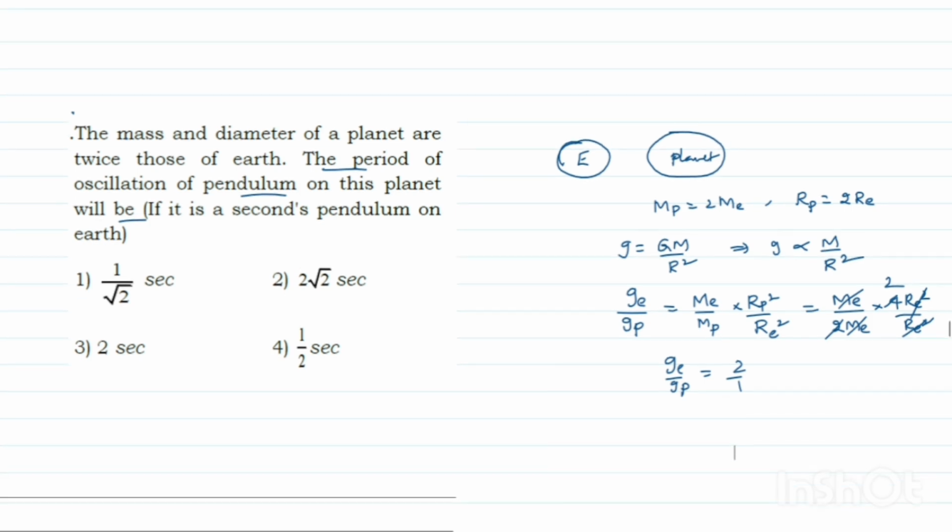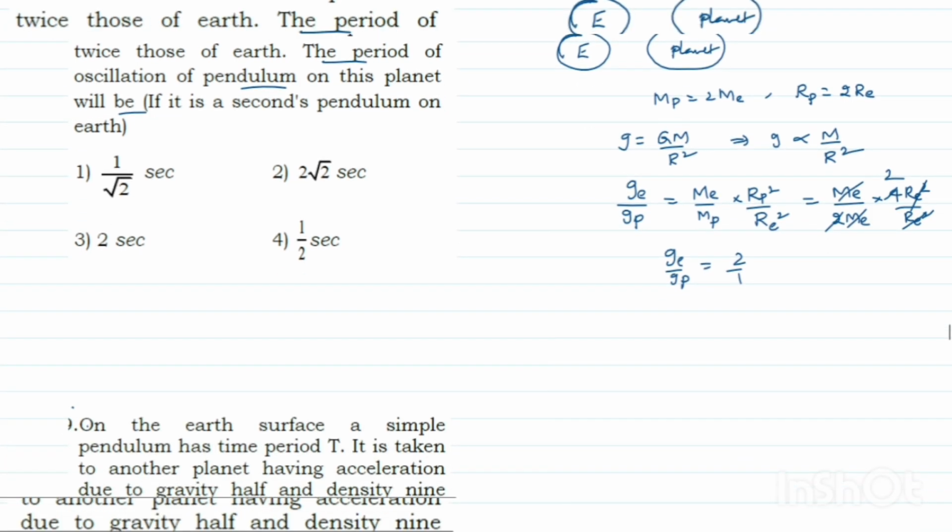Now we calculate the time period of oscillation of the pendulum. The formula is T is inversely proportional to root g. They are asking for the time period of the seconds pendulum on the planet. So T on Earth by the time period of the pendulum on the planet equals g on planet by g on Earth, under root.